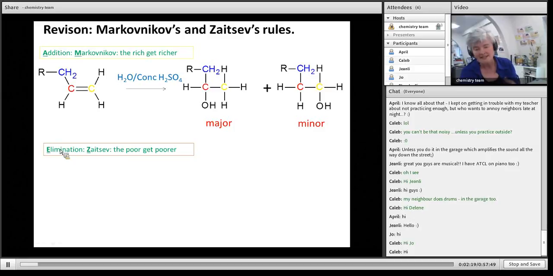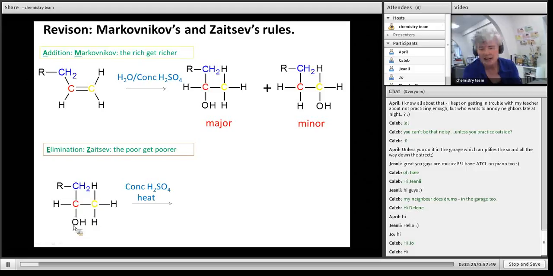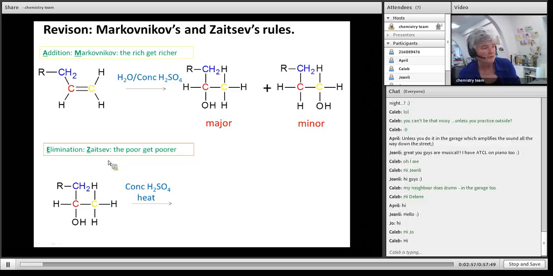The elimination is where you look now for the leaving group. It's normally for the haloalkanes or the alcohols. You don't really get it with the amines, so you don't have to learn any eliminations for that. It's just the alcohols and haloalkanes. You look for the carbon that the functional group is attached to, and you go, right, I've got this carbon, the blue one, and I've got the yellow one. So which one has got the least number of hydrogens? Because for elimination, it's the poor get poorer. So which one of these has the least number, the blue or the yellow?